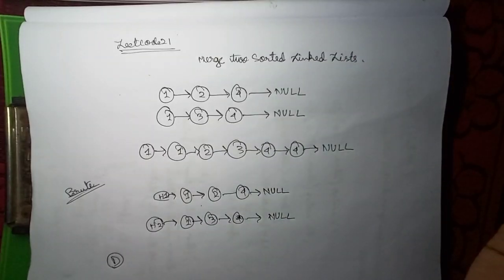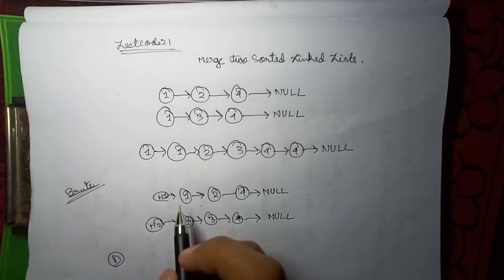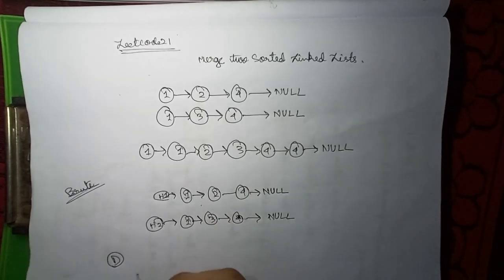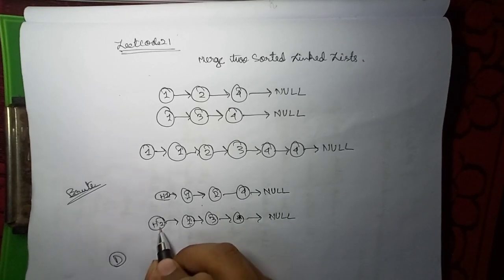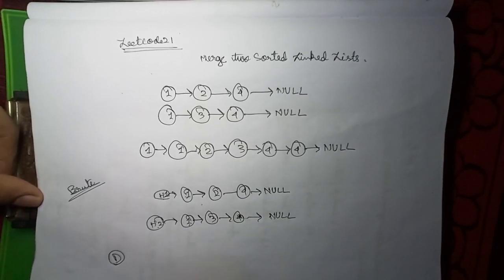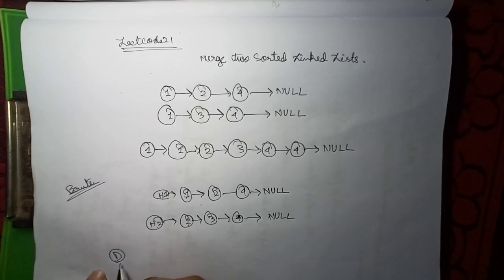So the brute force, or the first approach to this problem, goes like this. We have two lists. One list has an h1 pointer pointing towards the head of that one, and for the other list there is an h2 pointer pointing towards the head of that list. So we first create a dummy node. Now what does this dummy node do?